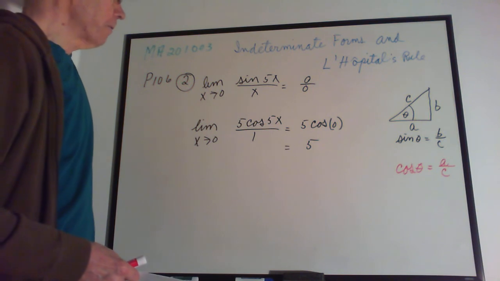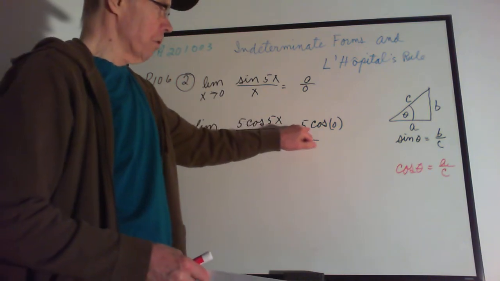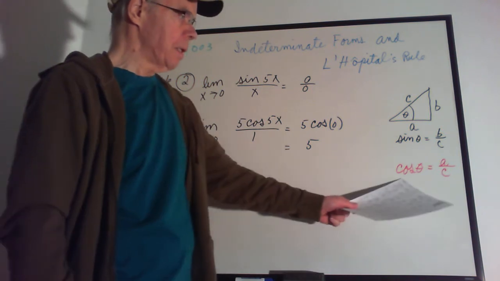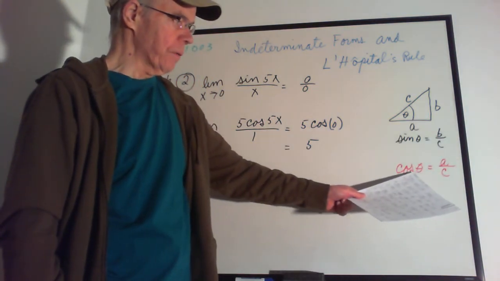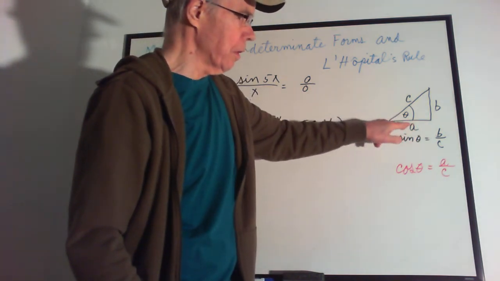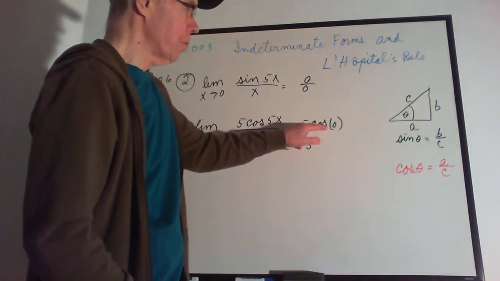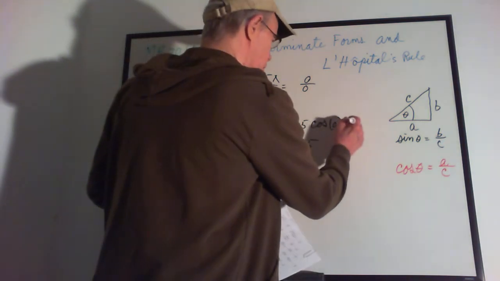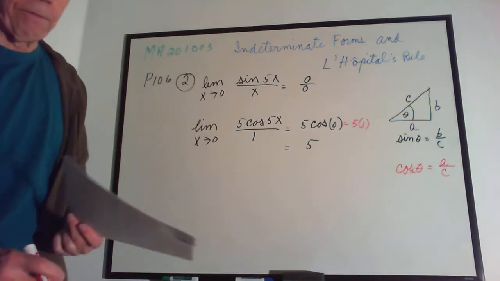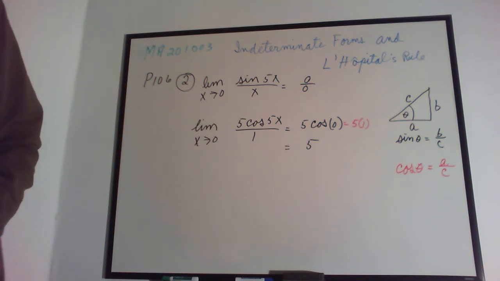Okay, the derivative of sine of 5x is going to be 5 cosine 5x. Derivative of x is 1. So 5 cosine x as x goes to 0 is equal to 5. If you remember, cosine of theta in this right triangle is equal to a over c. As this angle goes to 0, the length of a and the length of c become equal. Therefore, it's 1. So cosine of 0 is 1, and it's going to be 5 times 1. That will give you 5. All right, try problem number 5.